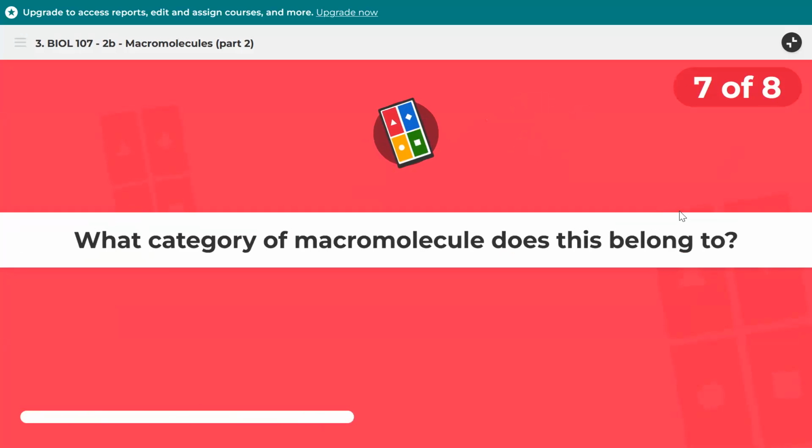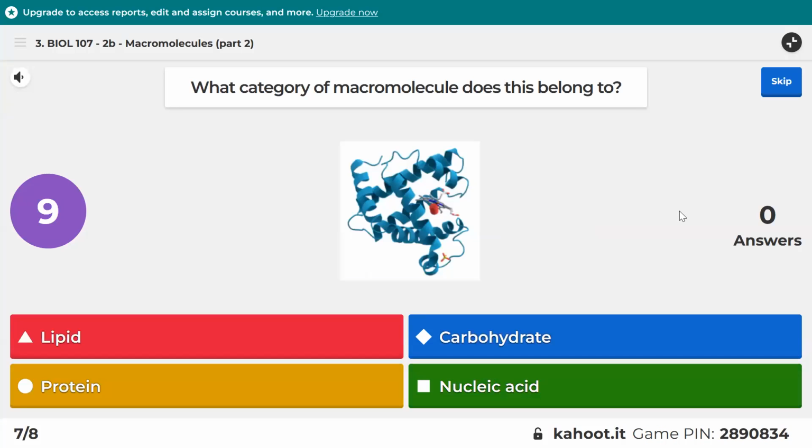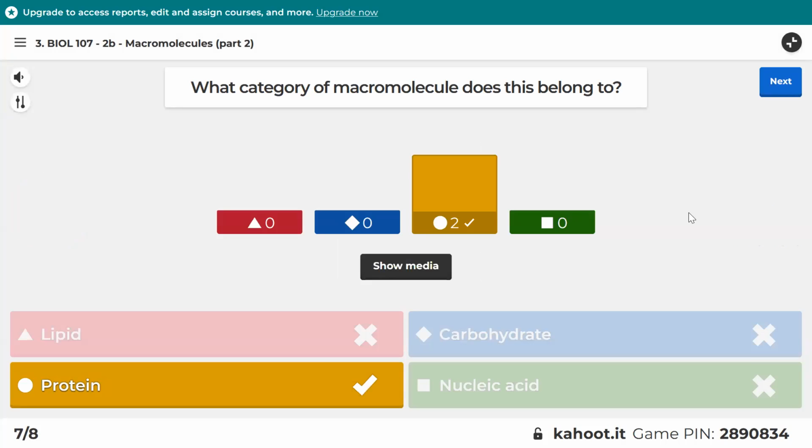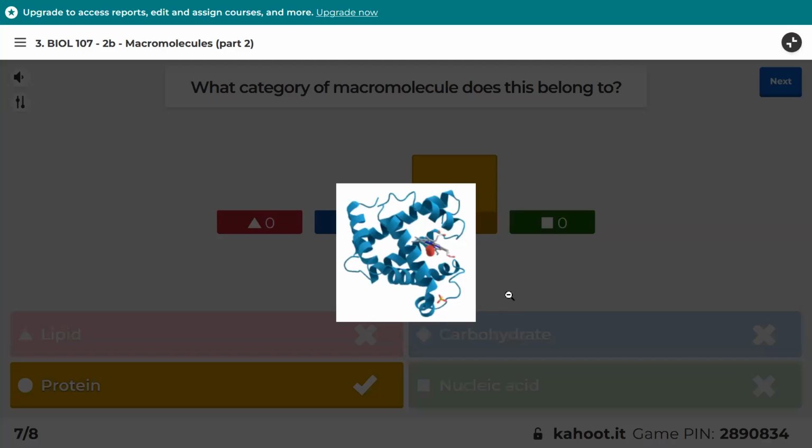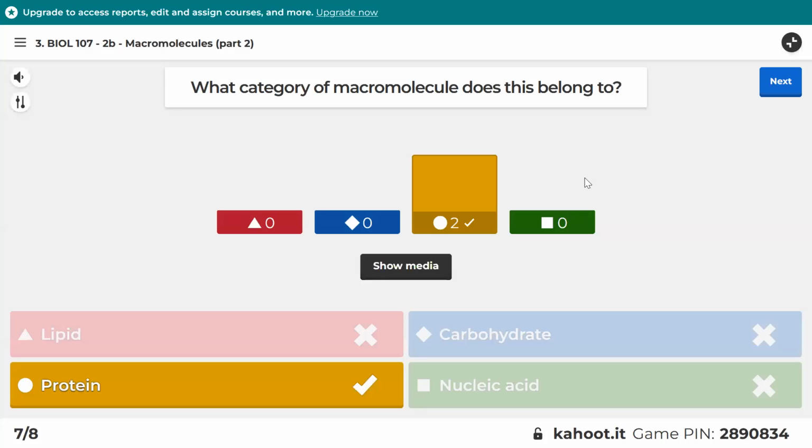Question 7, 2 more to go. This is a protein. So look at all those ribbons on there. That's usually how we draw proteins in textbooks because we're not trying to draw all of the atoms.